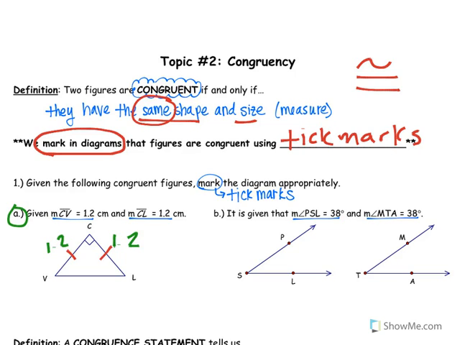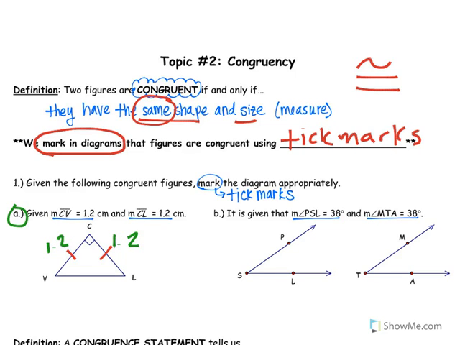Okay? Now what we also do is, we don't know anything about VL here, right? We don't know the length of VL, so we're not 100% sure if it's 1.2 as well. Normally we would leave this blank, but I want to just show you that if it has a different length, we actually are going to use a different number of tick marks. So I'm going to put 2 tick marks on VL, which means it's not the same as the other 2 segments in that triangle, okay? We'll talk more about that in some of the examples to come.